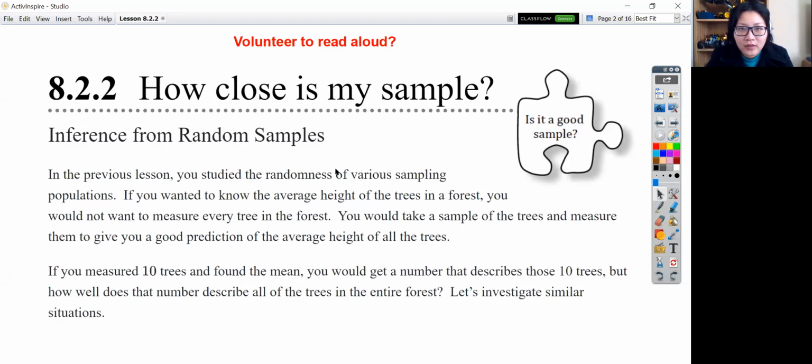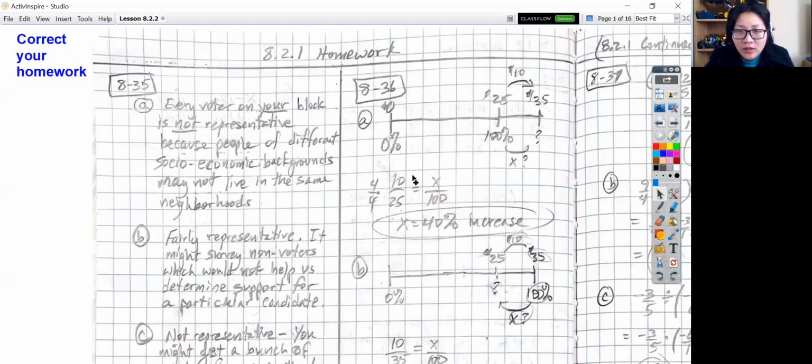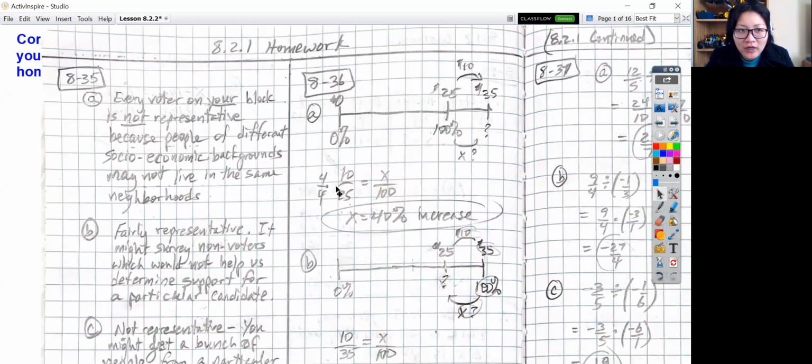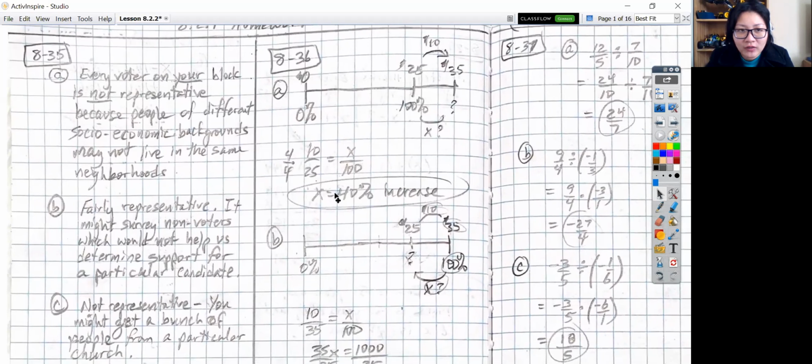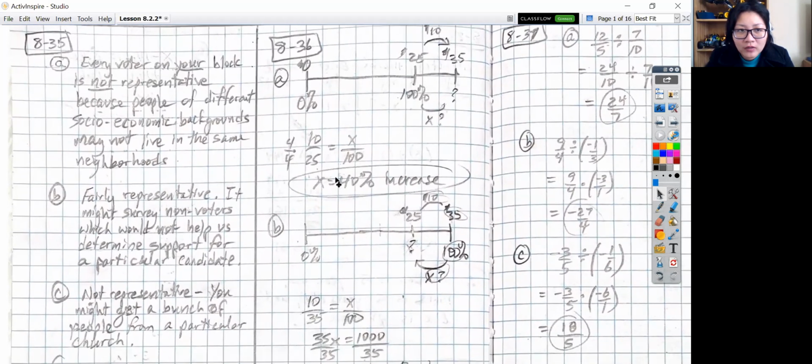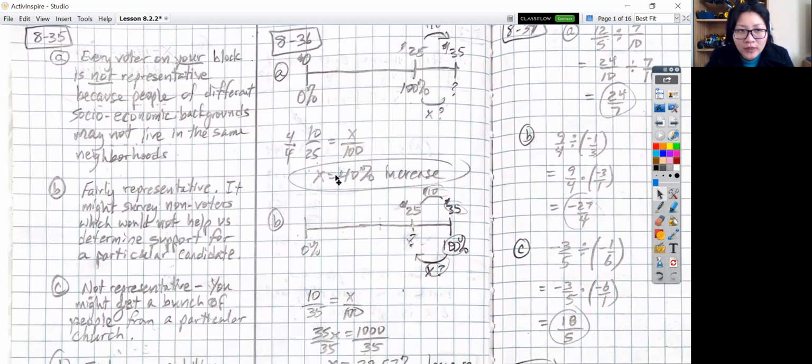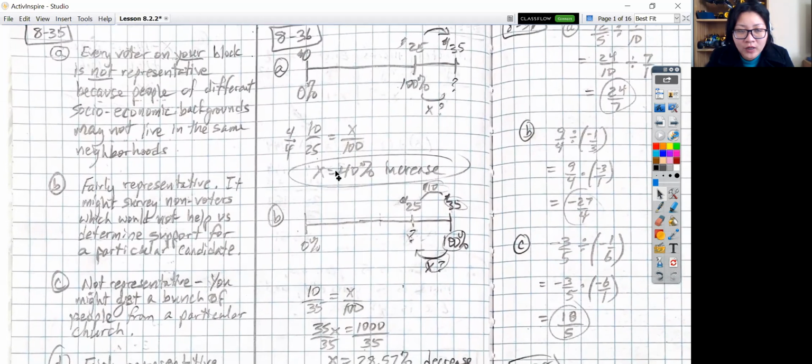Hello, students. Today we are doing lesson 8.2.2 together. Before we do the lesson 8.2.2 together, please have your homework out. Check the answer key. If you have any question, email me. I will help you. And here we go.